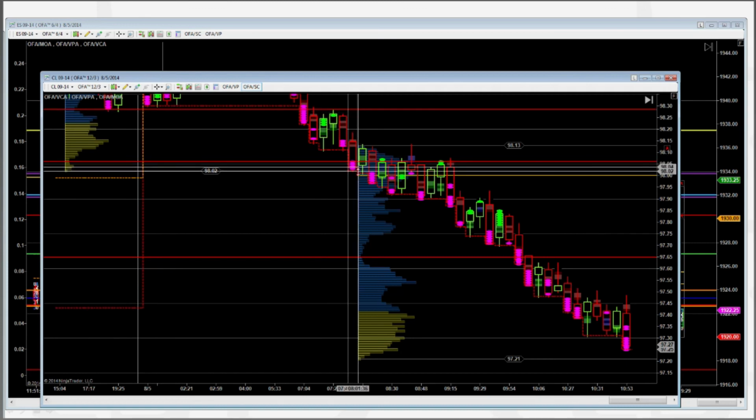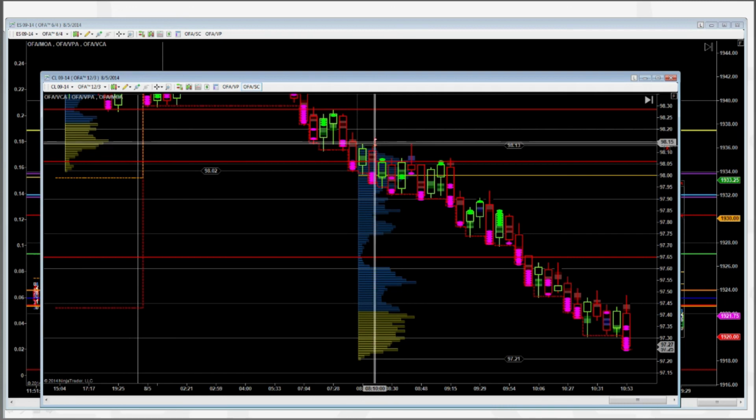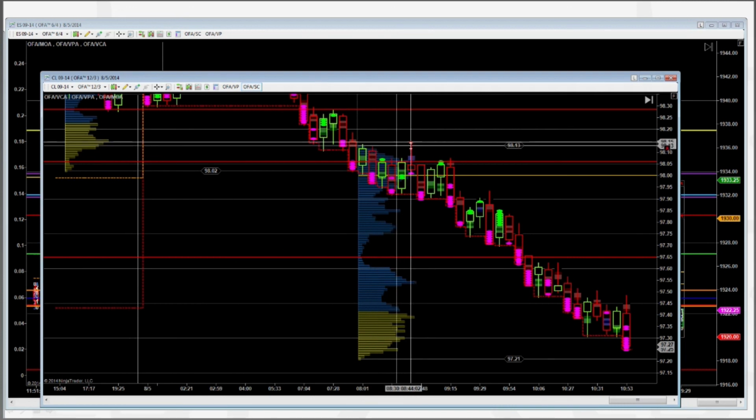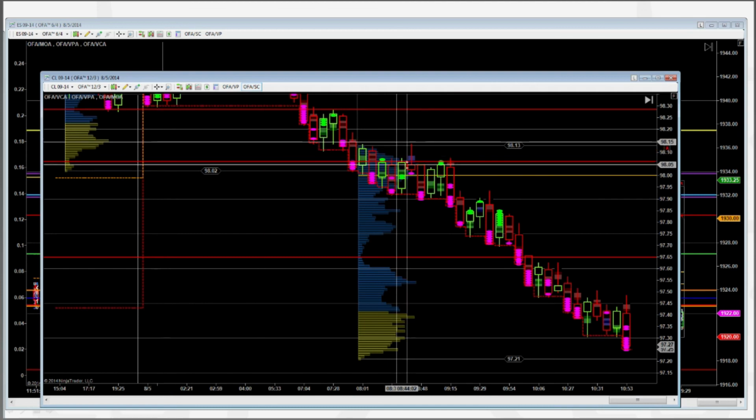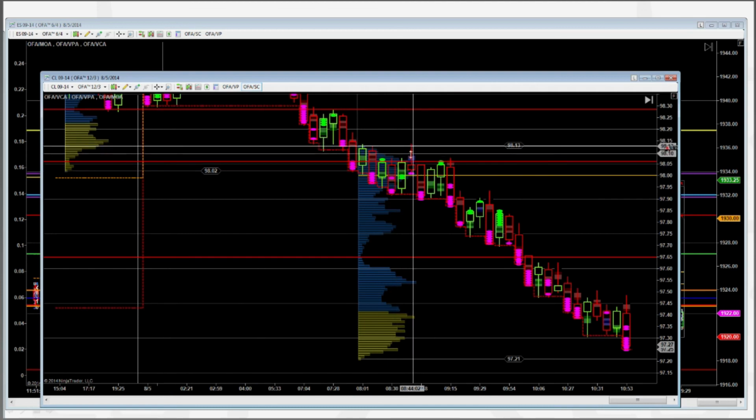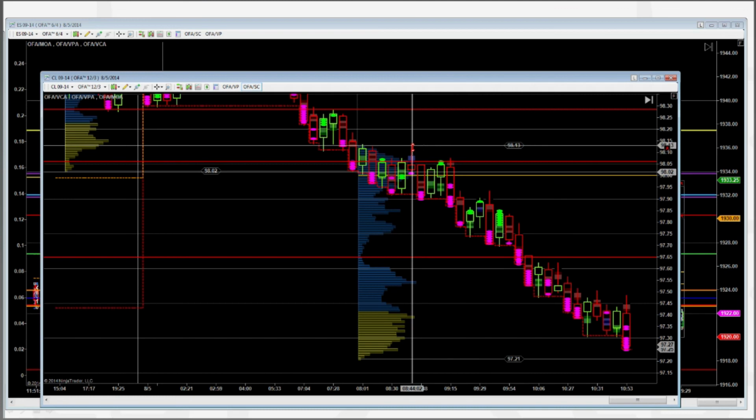Market opened, and this was, oh, look at this right here. High volume area right there. There's responsive selling off the high volume area. Not a good sign for oil.